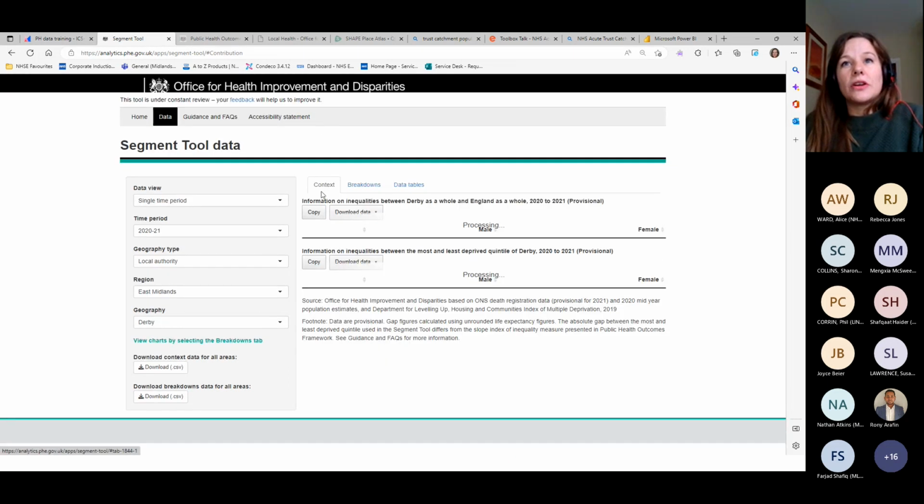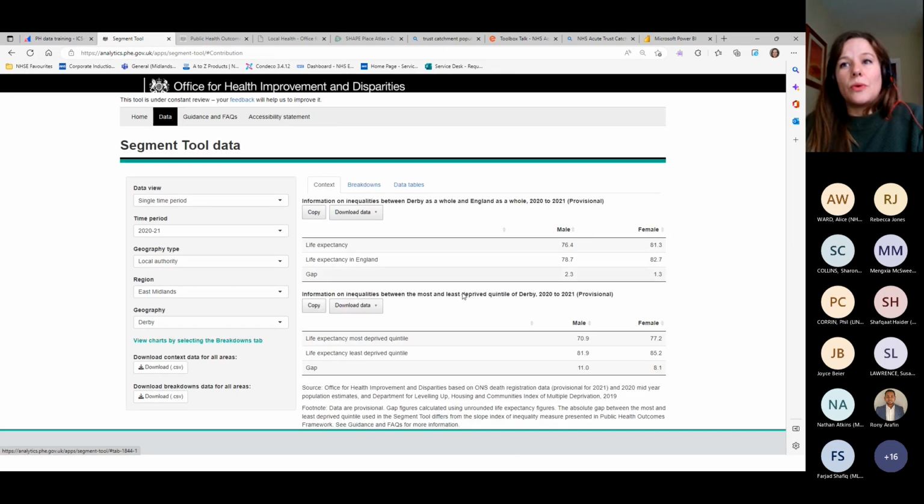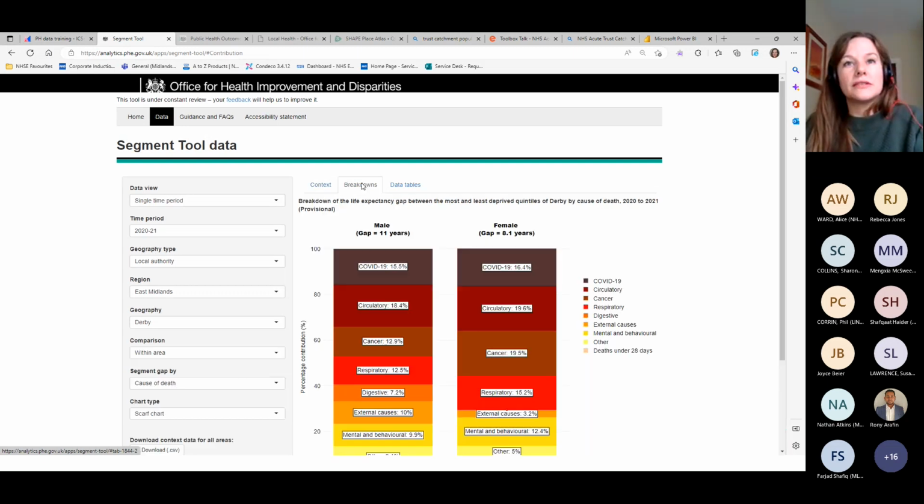Sorry, just to say, there is a context page as well, which allows you to look at the headline figures for your local authority. Compared to England, Derby has a gap in life expectancy of over 2 years for males and 1 year for females. But the gap between the most and the least deprived quintiles is 11 years for males and 8 years for females. I think that's one of the biggest that we see at local authorities across the country.